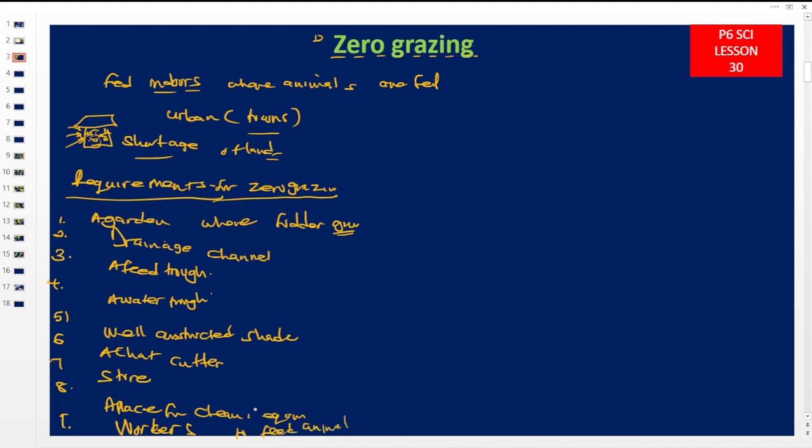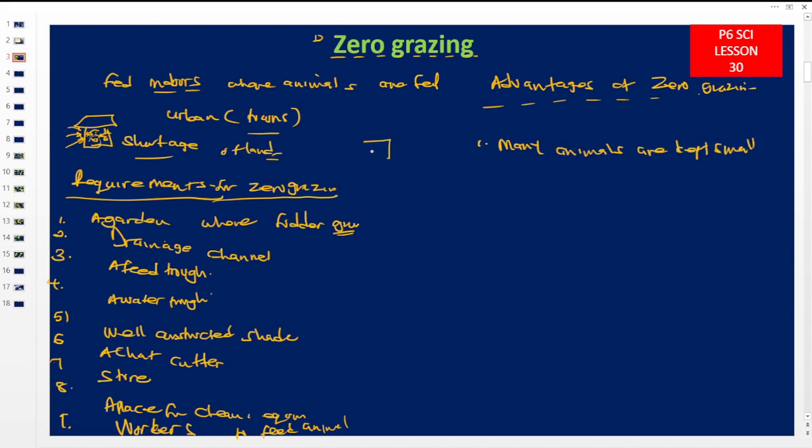So those are some of the requirements you have to look at before setting up what we call Zero Grazing. Now let us see the advantages. Advantages of Zero Grazing. How good is it? Number 1, many animals are kept in a small area. So you may have a small shed here and you keep your animals, 7 of them, 10 of them, but you're in a city. Are you getting that?